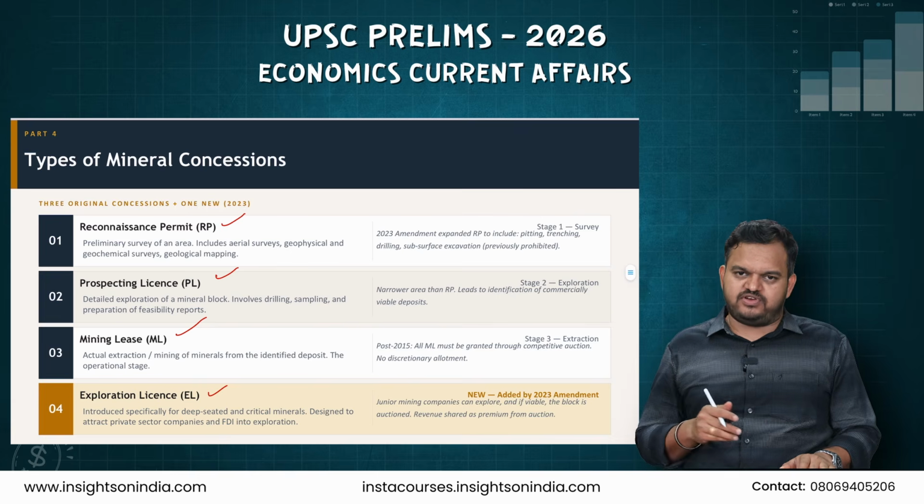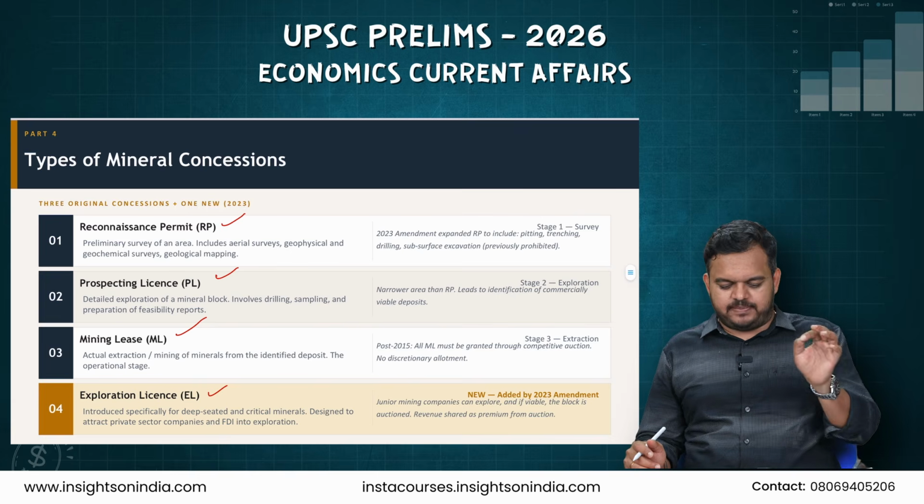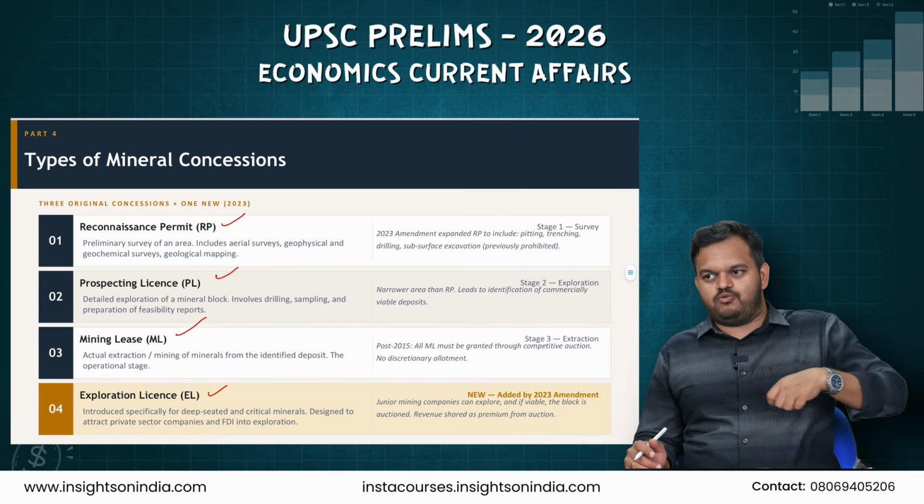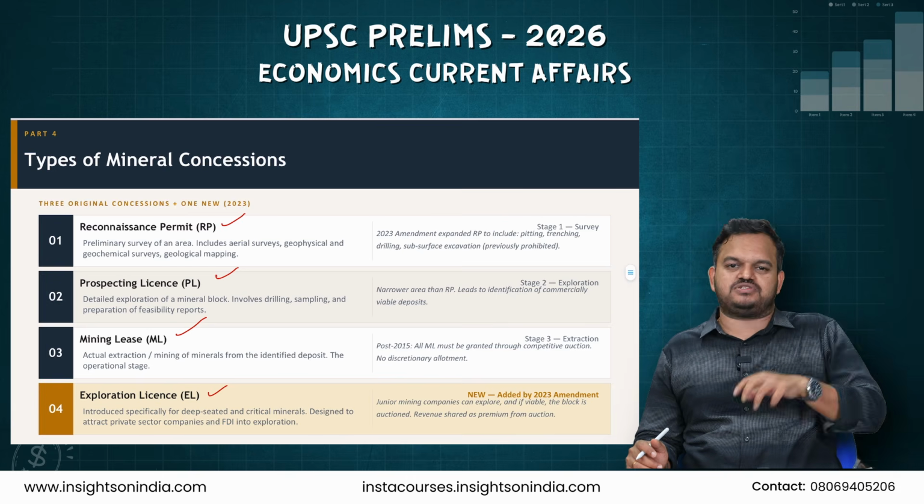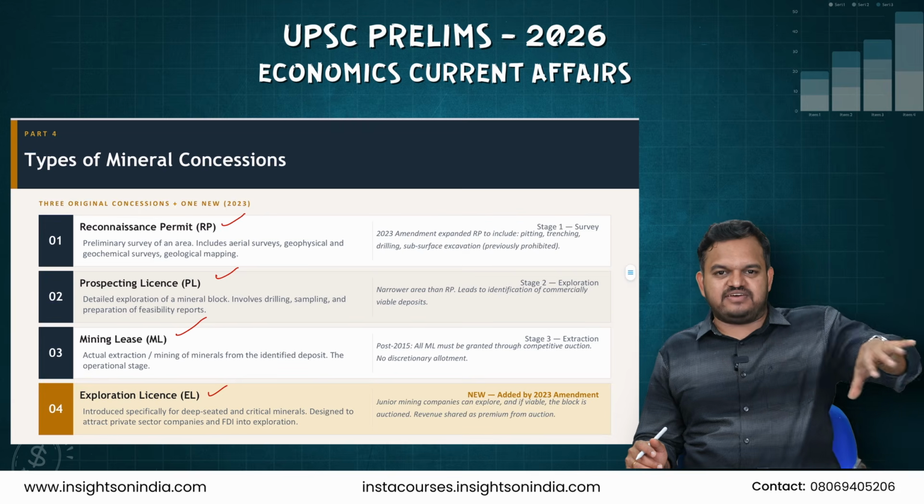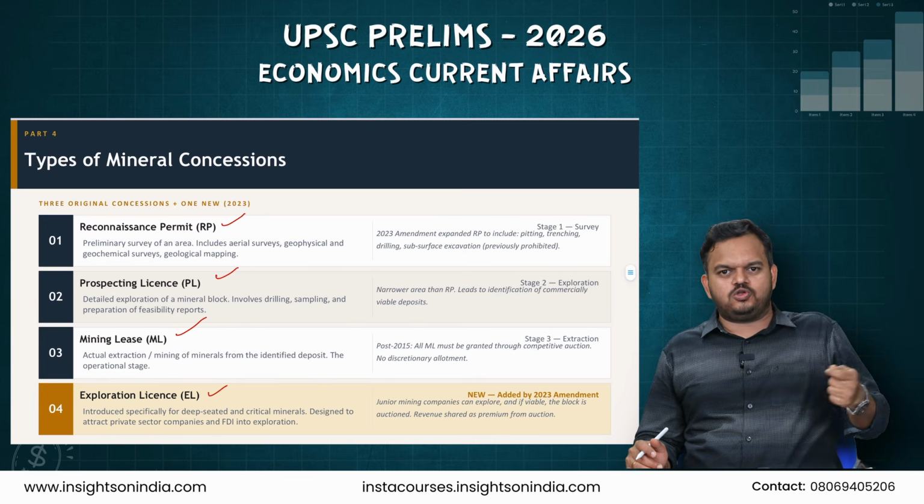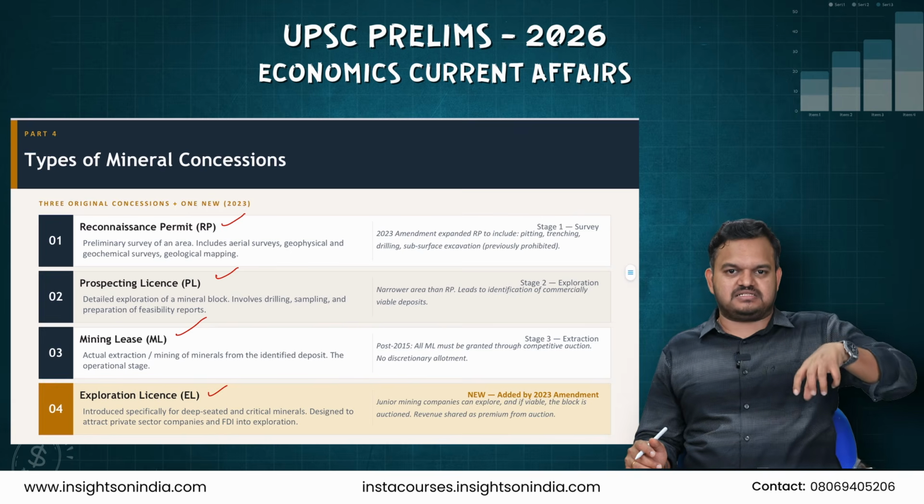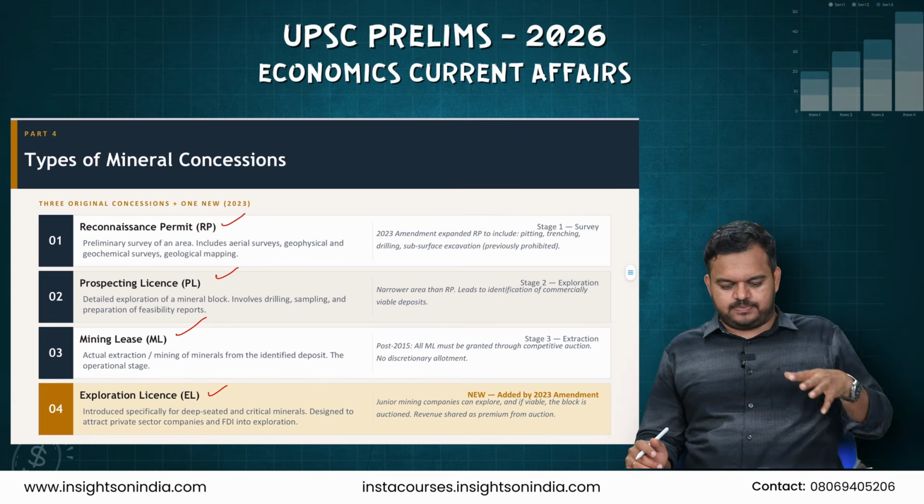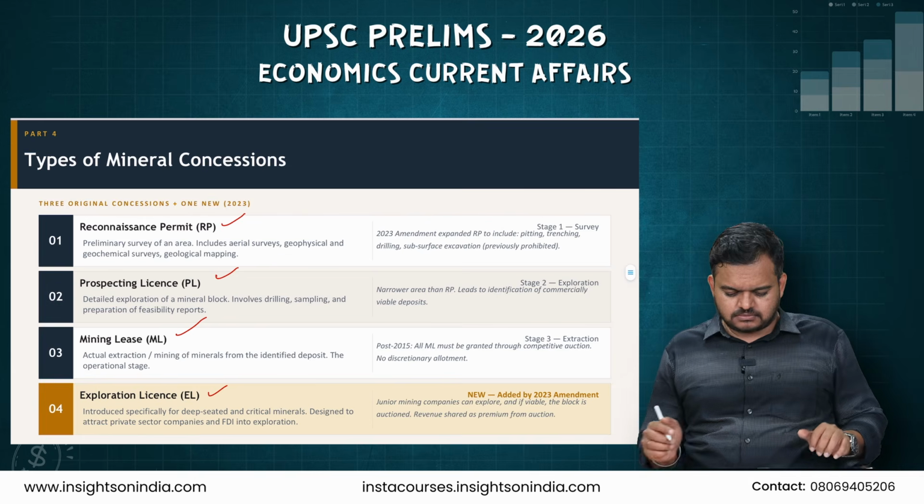So let me differentiate between all these four. Reconnaissance permit means an overview, like a surface level analysis of the availability of resources. It is a surface level survey through drones and other technology, a survey of the minerals available in a particular area. That's about reconnaissance permit.